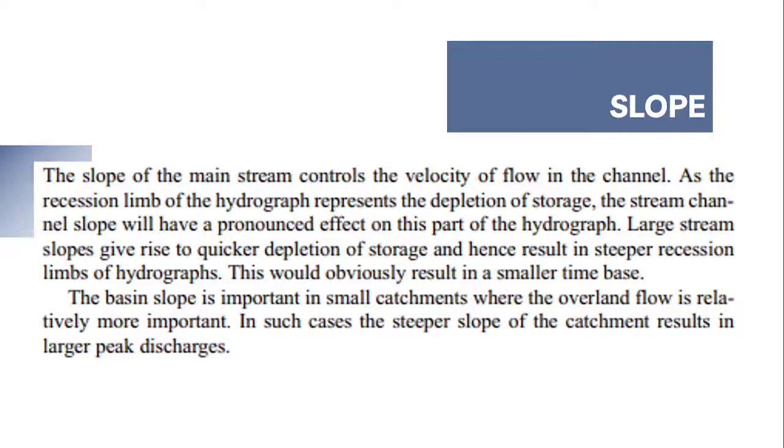Next, we have the slope. So the slope of the main stream controls the velocity of flow in the channel. And as the recession limb of the hydrograph represents the depletion of storage, that is, the depletion of our discharge, so our water decreases. So the stream channel slope will have a pronounced effect on this part of the hydrograph. Large stream slopes give rise to quicker depletion of storage and hence result in steeper recession limbs of hydrographs. This would obviously result in a smaller time base.